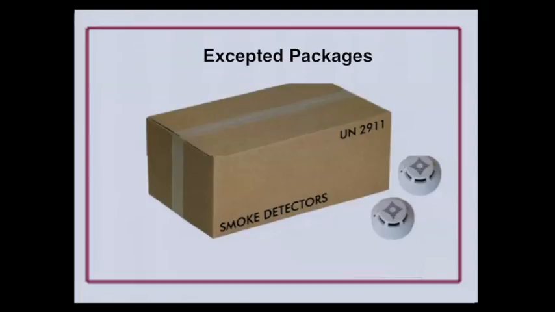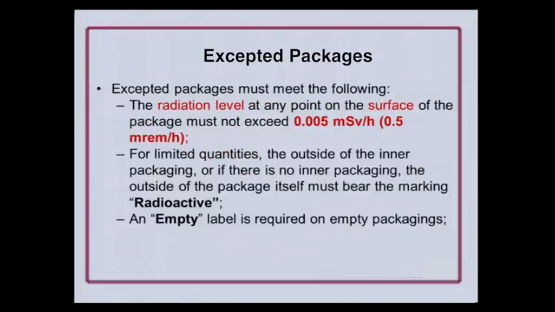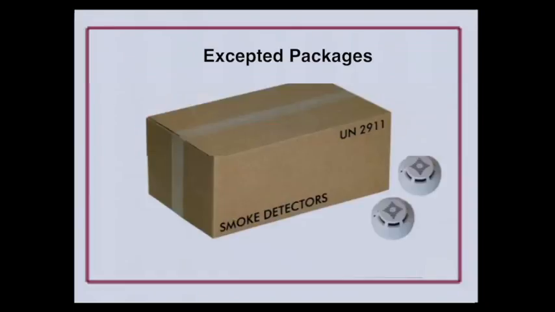So, earlier you said it has to say radioactive on the outside. Yeah, I think that's actually the inner package. This must have an inner package. If it has no inner package, then I think you have to have the radioactive on the outside. Let's see what that says. Outside of the inner package, or if there is no inner package, the outside of the package itself. So the fact that it didn't have one would tell me there's an inner package. So each one of those individual smoke detector boxes probably says radioactive. Yeah. Probably does. Other questions on accepted packages?